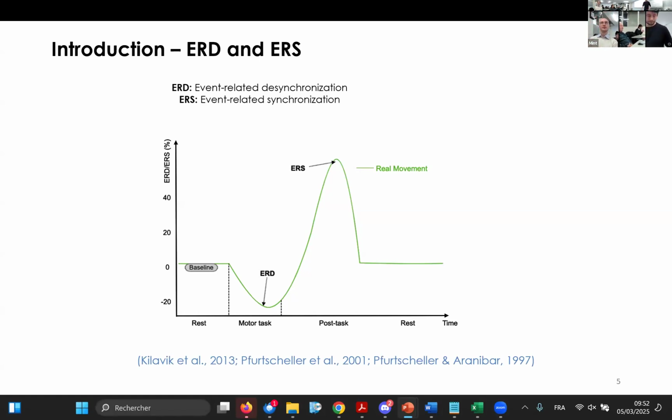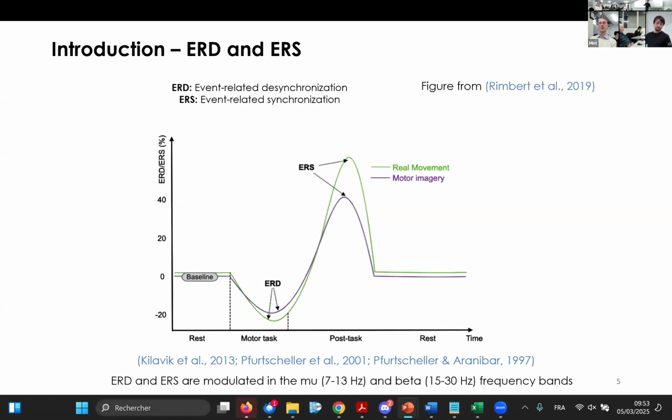Yeah. So interestingly, during the kinesthetic motor imagery task, you have the same kind of motor pattern: a decrease of power during the kinesthetic motor imagery and an increase after the kinesthetic motor imagery task. So we can use it in BCI to detect motor intention and motor imagery from users.